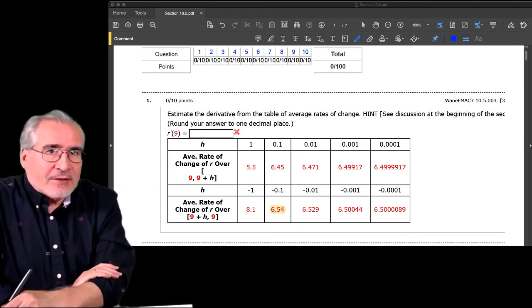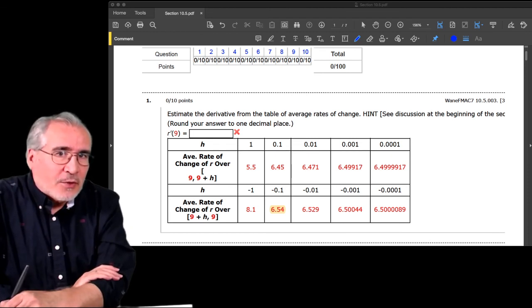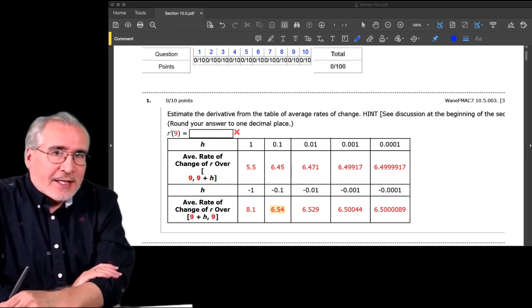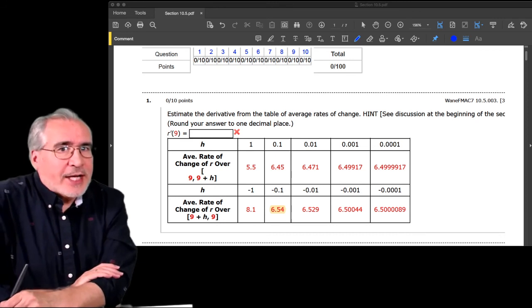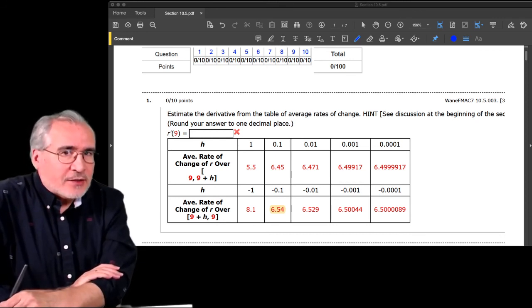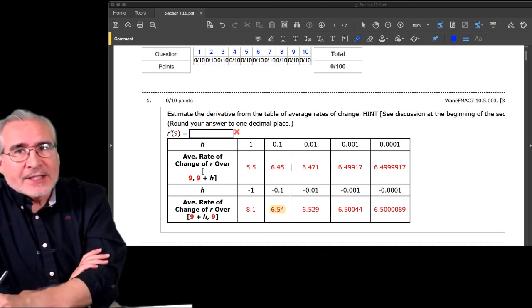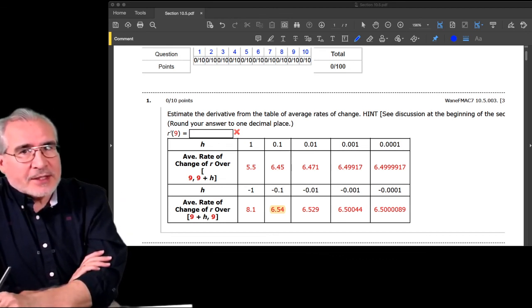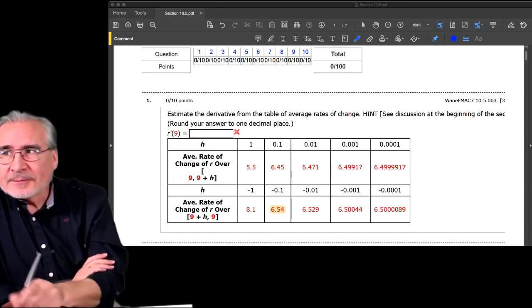But we see as the distance between the 2 points becomes smaller and smaller, our rate of change, our instantaneous rate of change, is going towards 6.5. Around this is 6.5. So your numbers will be different, but this table has everything you need. Yes, it's just as simple as time to write in here.